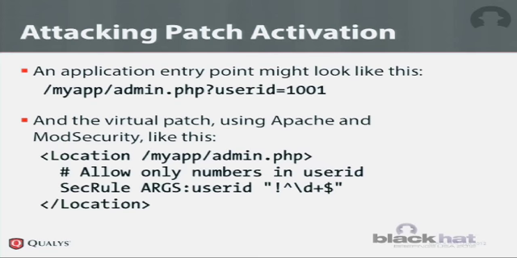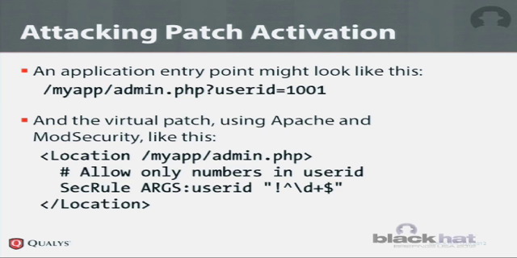In the lower part of the screen, you can see how you would do this running Apache and ModSecurity. Conceptually, it's going to be the same with any web application firewall. What you do first is have a patch activation. Typically, this is done based on the path. And then you say, OK, this is where this patch needs to apply. In this case, it's myapp/admin.php.